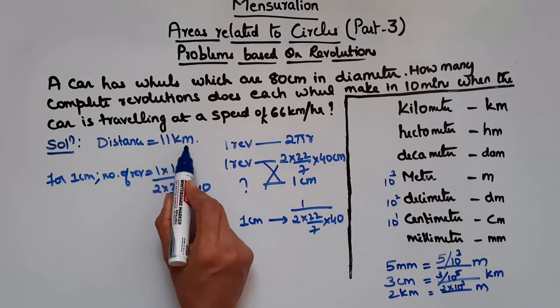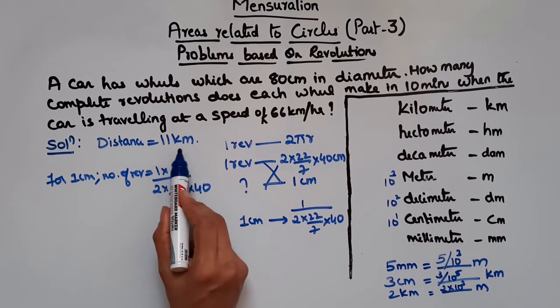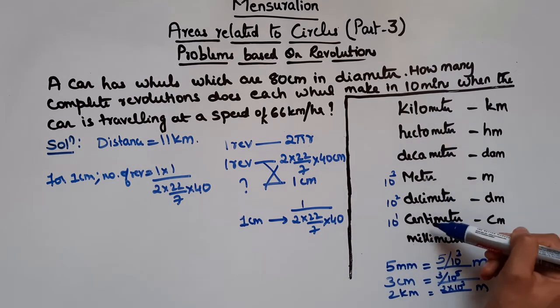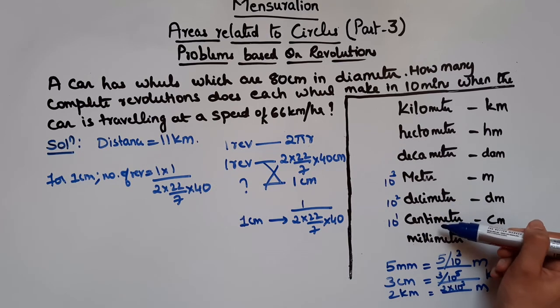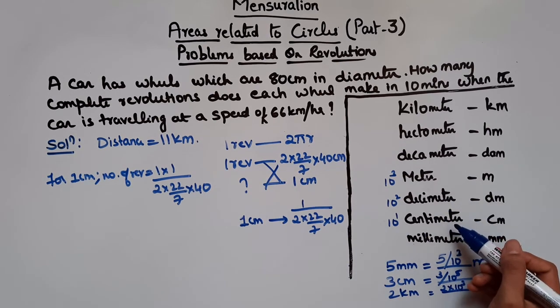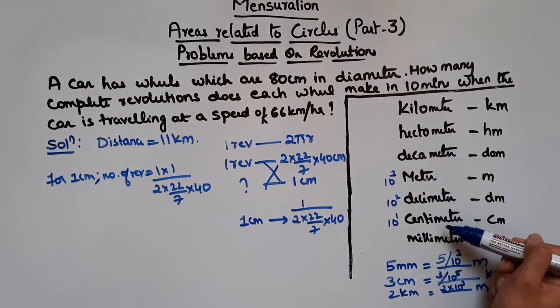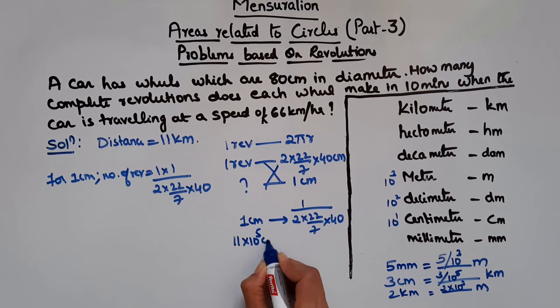We want for 11 kilometers, but here we have centimeter. So we have to convert this to centimeter. How to convert from kilometer to centimeter? We go 10 power 1, 10 power 2, 10 power 3, 10 power 4, 10 power 5. So we have to multiply by 10 power 5, right? We are converting from a bigger unit to a smaller unit. So 11 into 10 power 5. Now this is in centimeter.